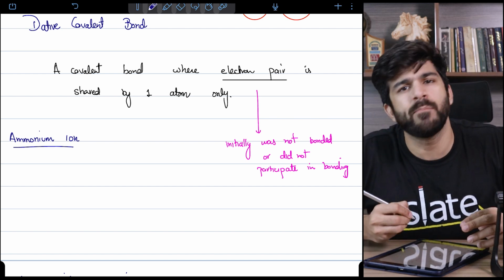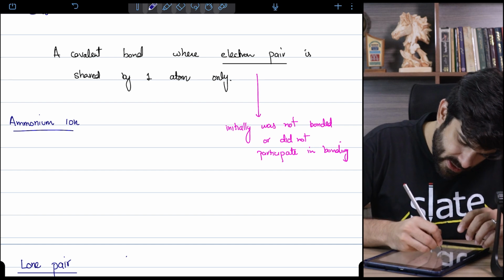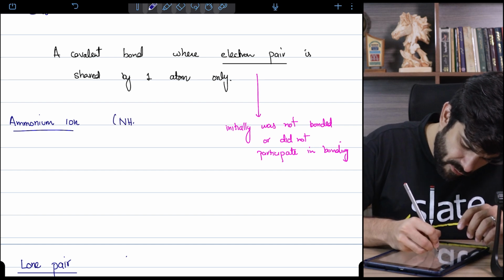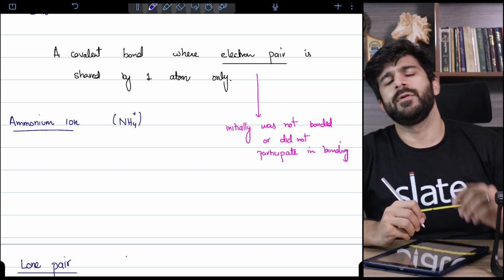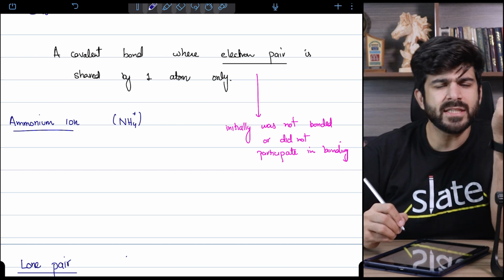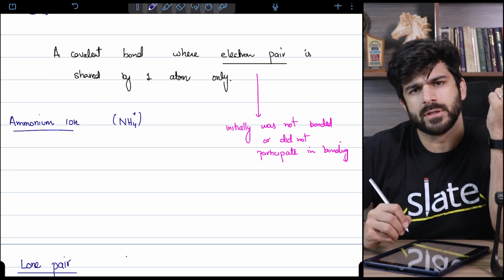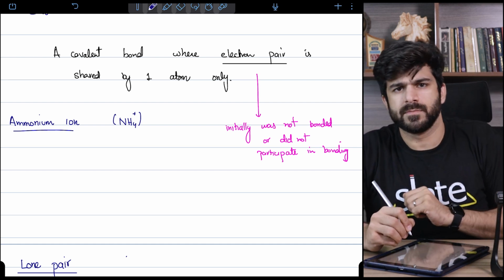Ammonium ion, a very important one. This is NH4 positive. We know that. But how does that form? Ammonia has just 3 bonding electrons. How did it make 4 bonds? And that too with a positive charge.